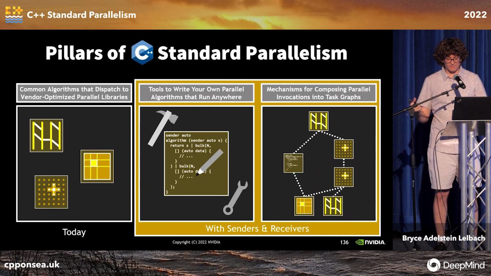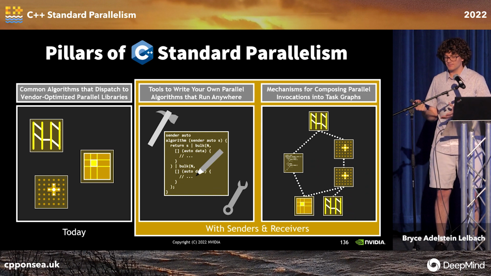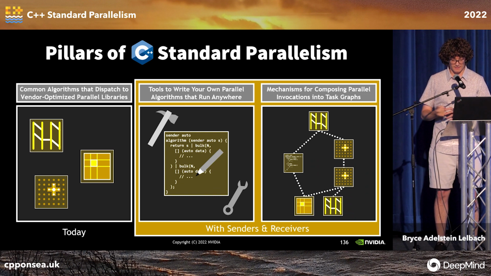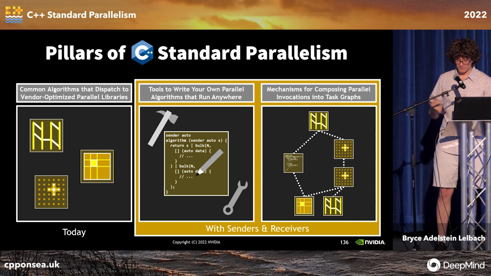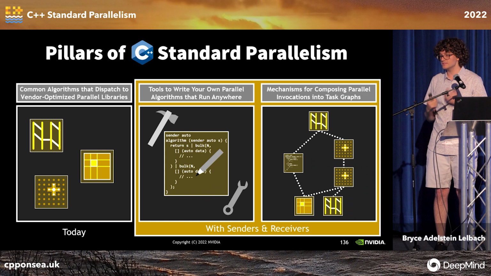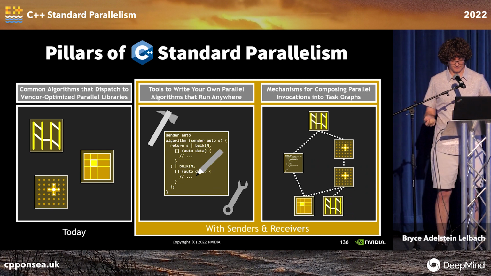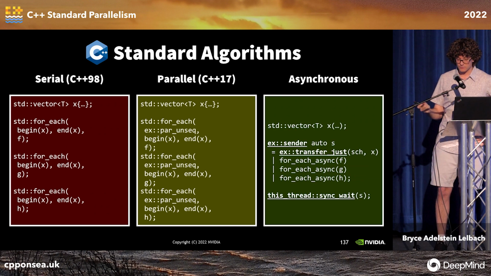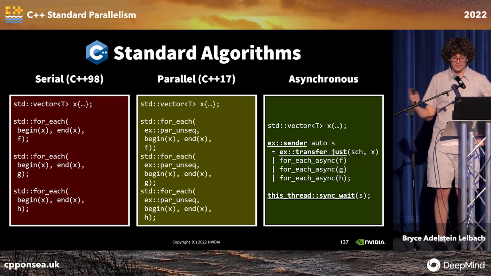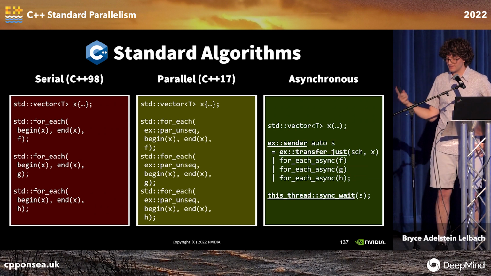So senders and receivers are the next major step in the development of C++ standard parallelism. They deliver the second and third pillar of our plan. The framework gives us the tools that we need to be able to write our own generic parallel algorithms, as we saw earlier, that can run anywhere, and also to compose asynchronous task graphs. So following the standardization of senders and receivers, we'll introduce new asynchronous sender-based versions of the standard parallel algorithms.